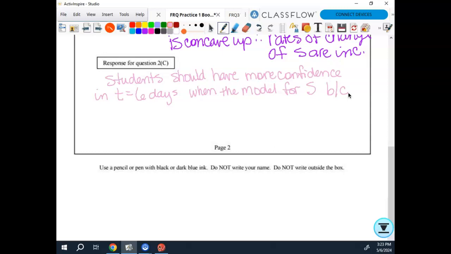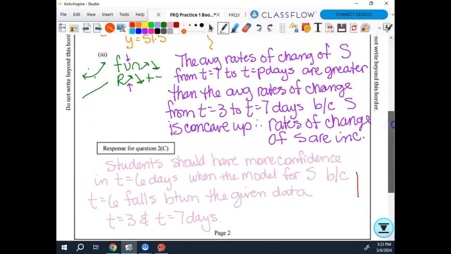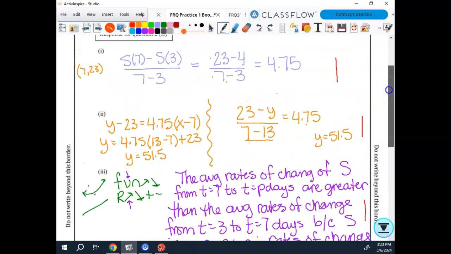But the reason that t equals 6 days we would have more confidence in and it would be more accurate of a prediction is not just because it's smaller, but because t equals 6 falls between the given data t equals 3 and t equals 7 days. Okay. And, I think I stopped talking about grading. So everything here is just split up with 1 point, 1 point, 1 point. 1 point for that explanation, 1 point for that. Okay?